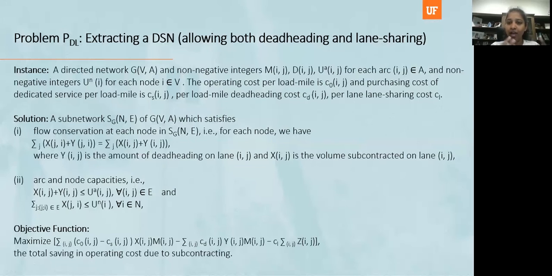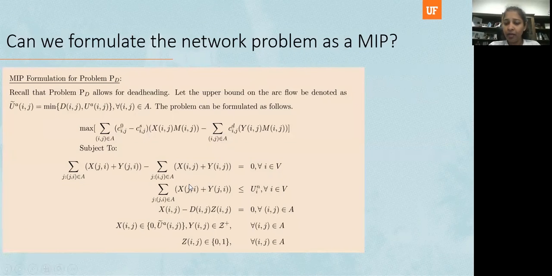We understood that it means flow conservation. We need cycles. We have node arc capacities. Then we converted that into a mathematical statement, which is a network flow analysis now. Okay. So you can do a MIP formulation because you are familiar with this. So this is for problem PD. I am not doing it for every single one, but I just want you to understand that you can do this.